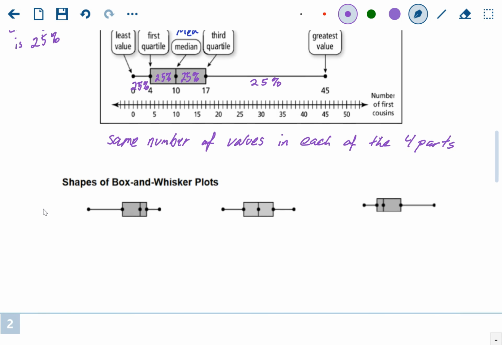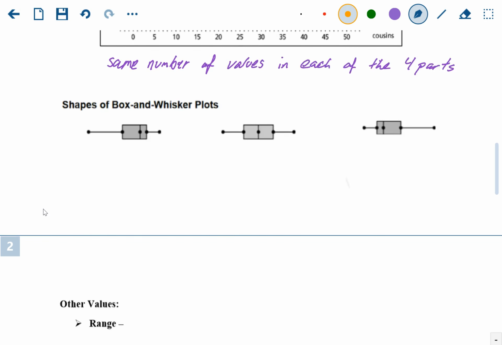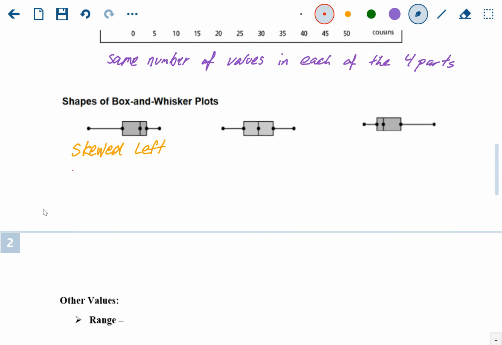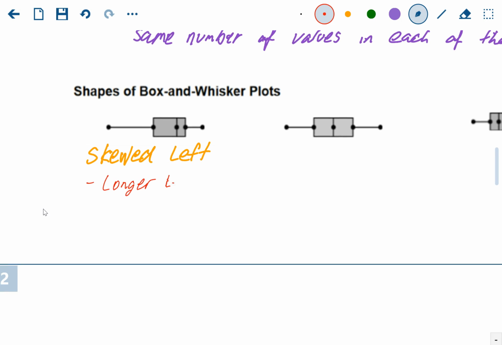All right, and one thing we do have to mention about box and whisker plots is the shape. There are different shapes. They all have the same parts, they all have boxes and whiskers, but they can be shaped differently. So this first one is called skewed left. How do we know it's skewed left? Well, it has a longer left whisker. That's all that means. If you have a longer left whisker, it's skewed to the left.